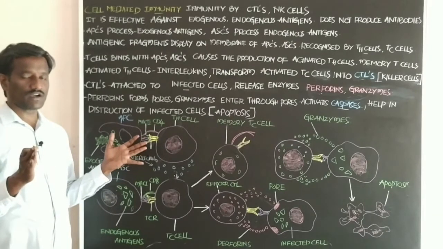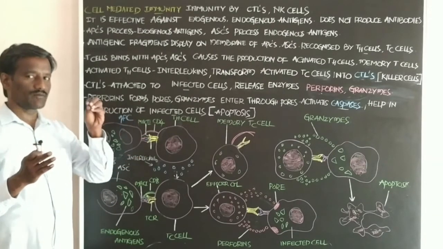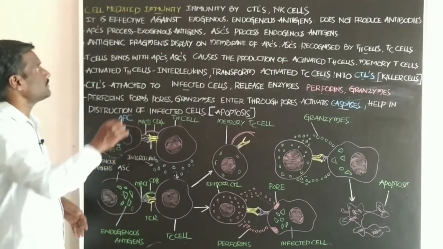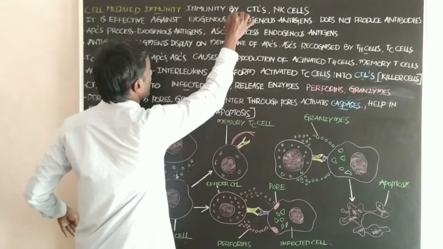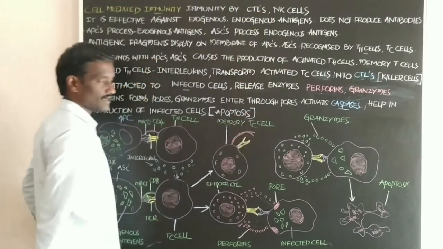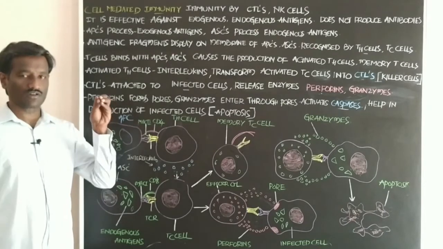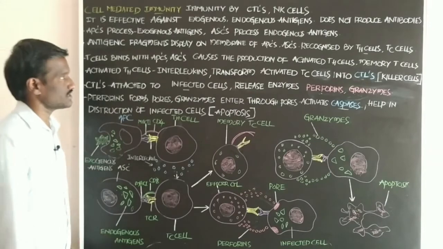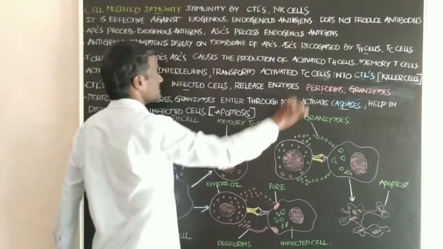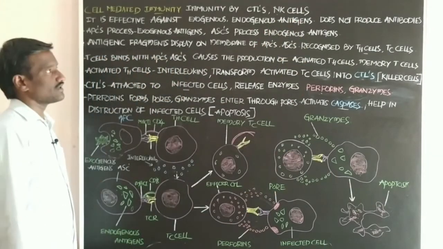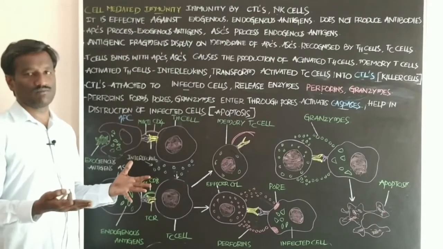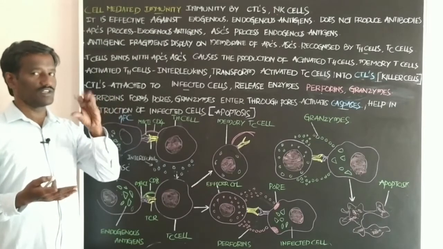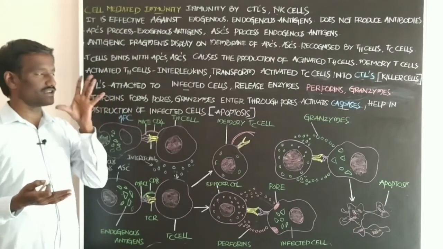Now, what about the mechanism? Let's discuss the mechanism involved in cell-mediated immunity. Students, this type of immunity is carried out by CTLs, that means cytotoxic T lymphocytes, and NK cells, natural killer cells. Cell-mediated immunity is by cytotoxic T lymphocytes and the natural killer cells.